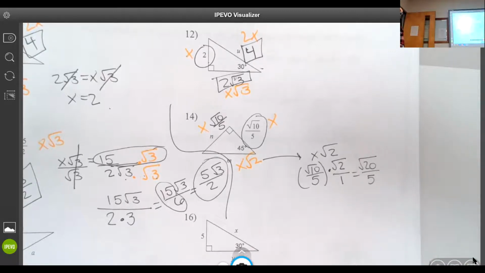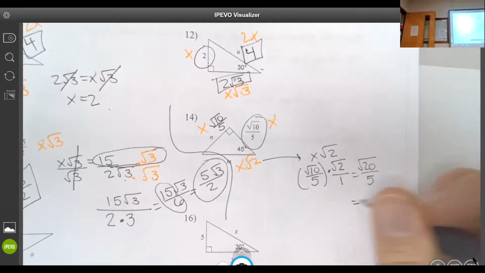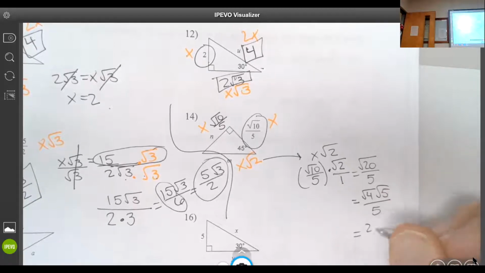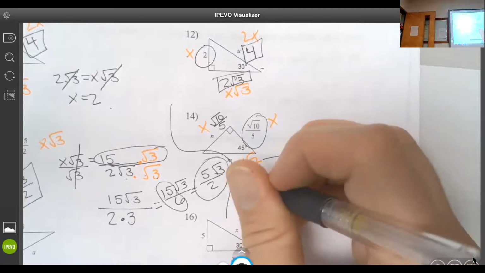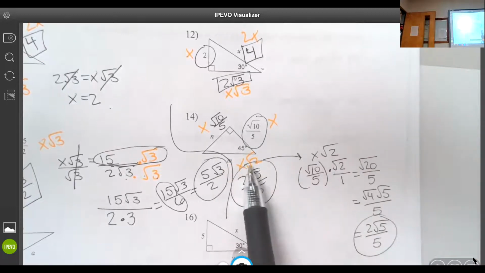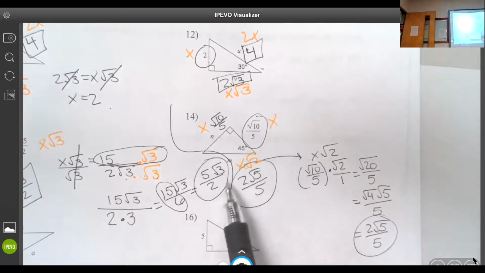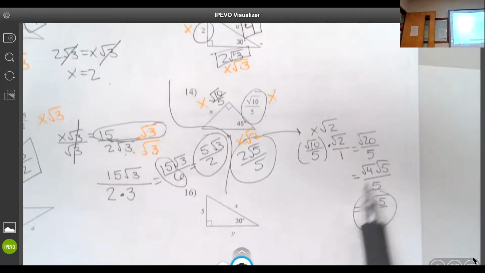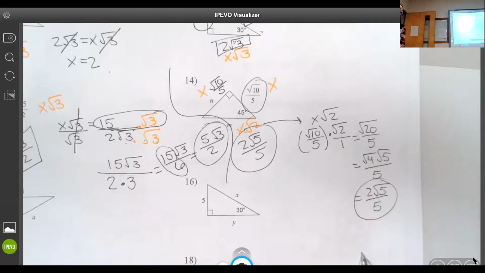Can I simplify the square root of 20? The perfect square number that goes into 20. 4. So this is going to become rad 4, rad 5 over 5, or 2 rad 5 over 5. This side, 2 rad 5 over 5. And that's just determining if this is x, then what's x rad 2? So I have to do some work to get that x rad 2 side.